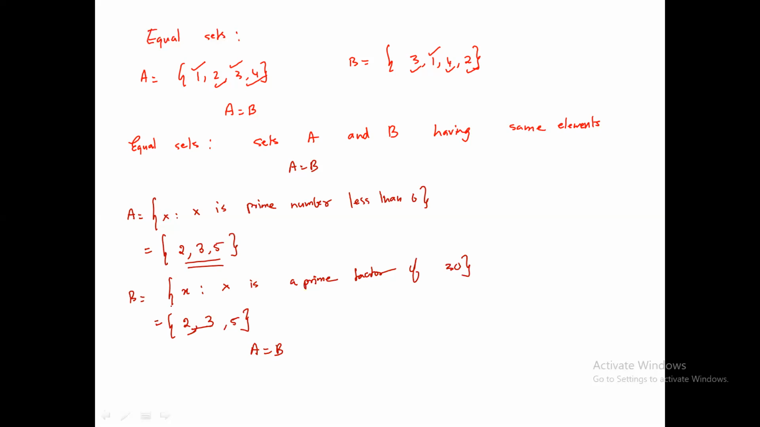So in this way, we have completed the conceptual part. We will go to exercise 1.2. We will start with the first question in exercise 1.2. First question. Which of the following are examples of null set?